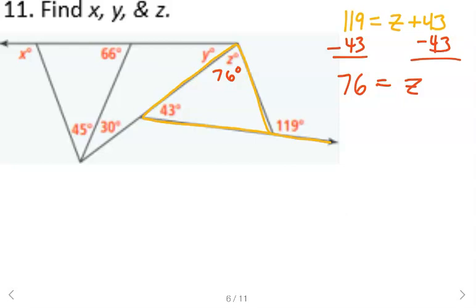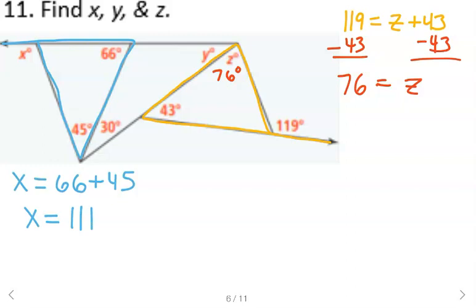Let's see, x, that's an external angle in this triangle. So it's equal to the sum of the two remote interior angles. So add those together and you get 111. So we have x, we have z, now we got to find y.